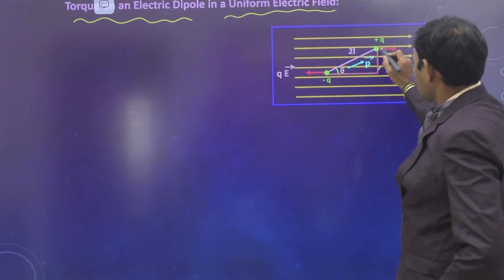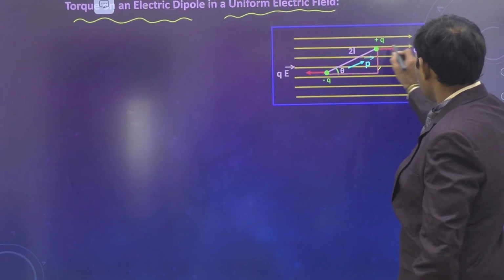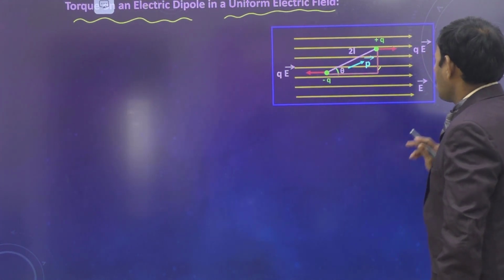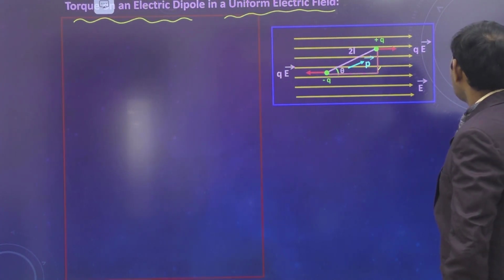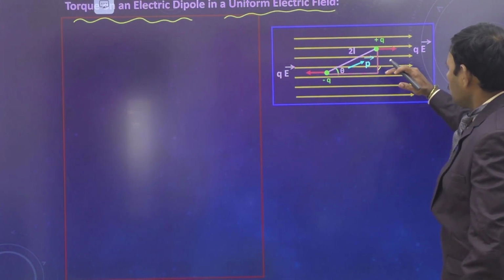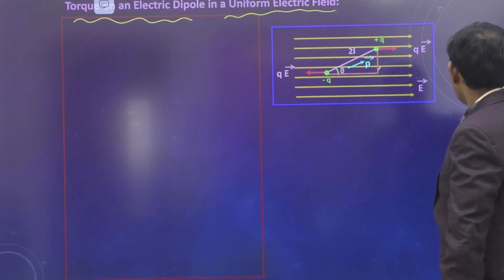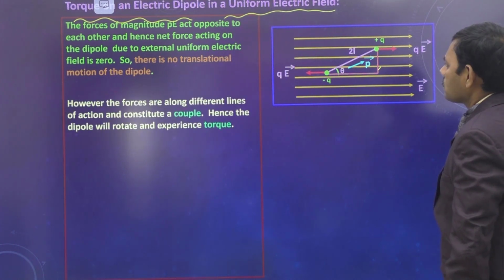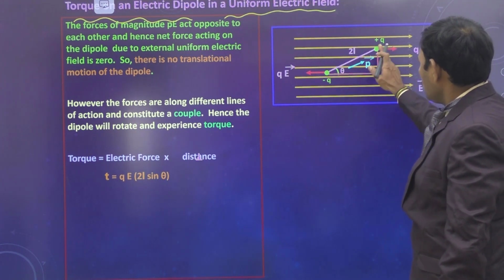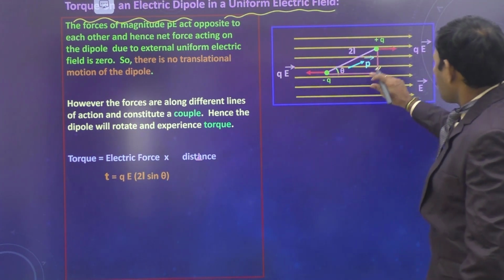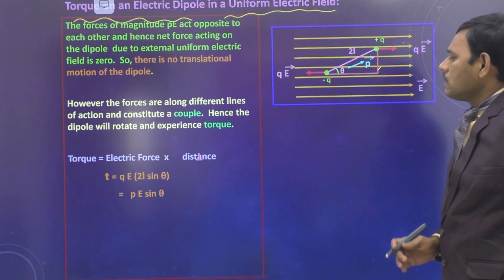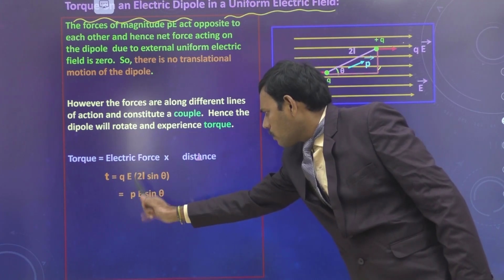On the positive charge, the force exerted by the electric field is qE in the direction of the electric field. On the negative charge it is qE opposite to the direction of the electric field. These two forces constitute a couple, and this couple produces torque on the dipole. The torque on the dipole is force into perpendicular distance. In the couple the magnitude of force is qE, and the perpendicular distance is 2l sin theta. Here we replace q into 2l by the dipole moment p.